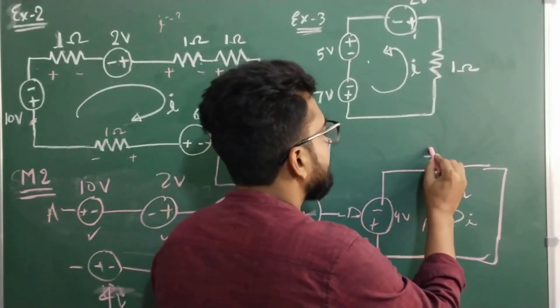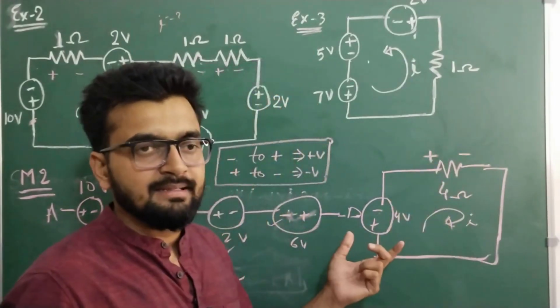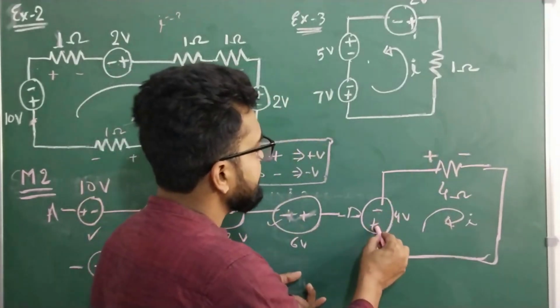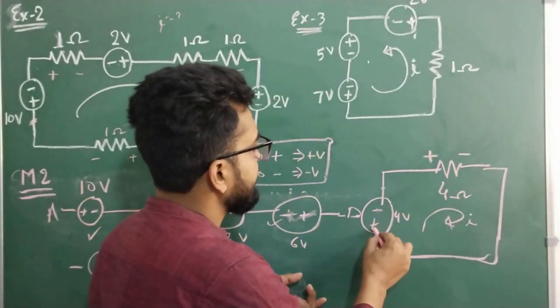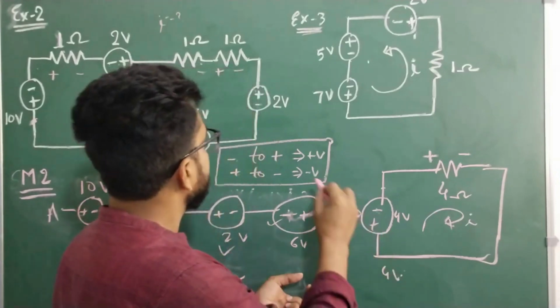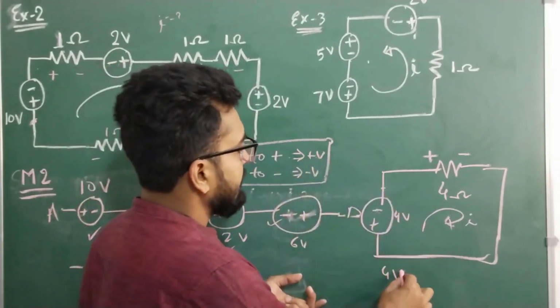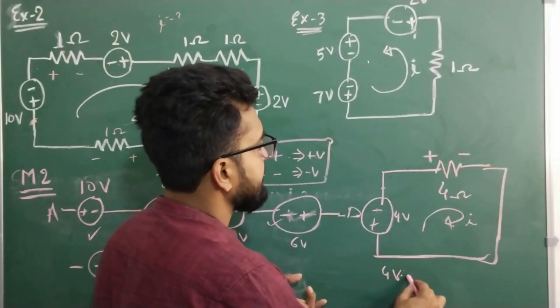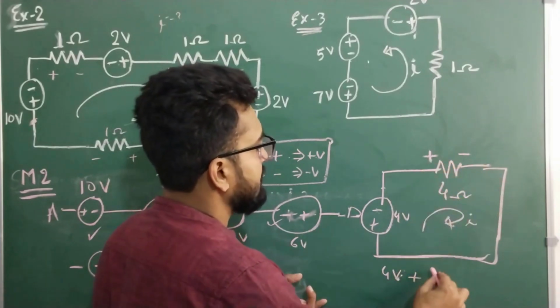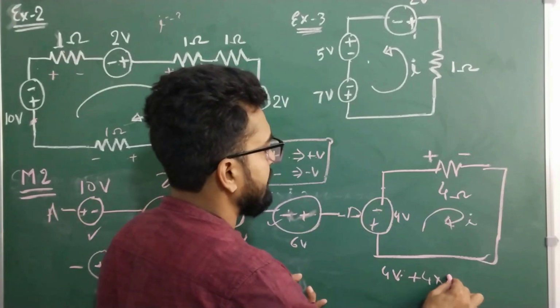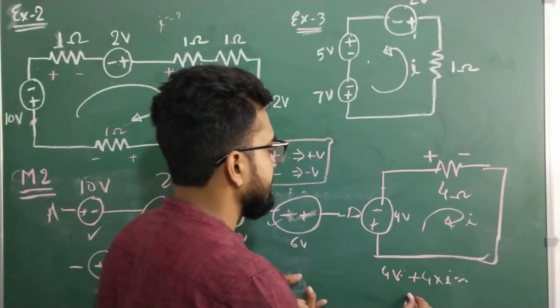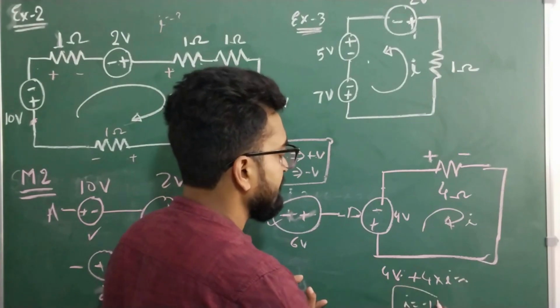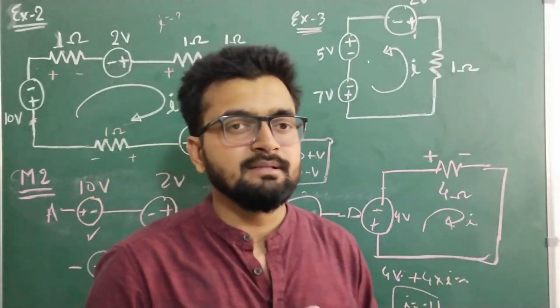So the polarity of the voltage drop would be like this. So minus to plus, we'll start from this point. So minus to plus is 4 volt using this, and here minus to plus again, so that is I into R. So 4 minus 4 into I equals 0. If you solve this, you get I equals minus 1 ampere. So in either case, we are getting the same answer.